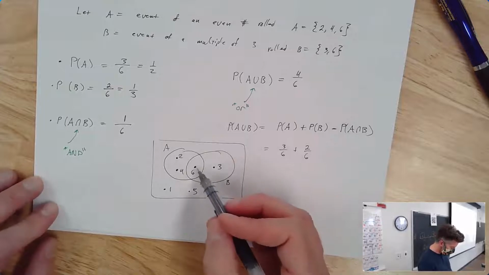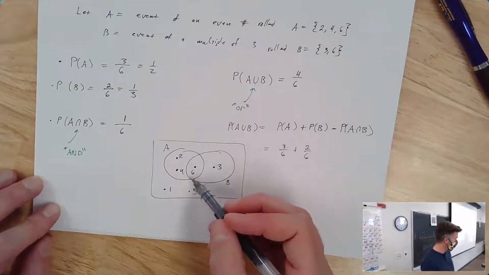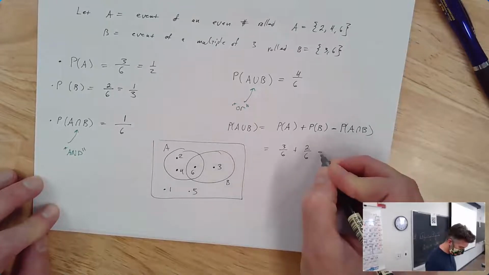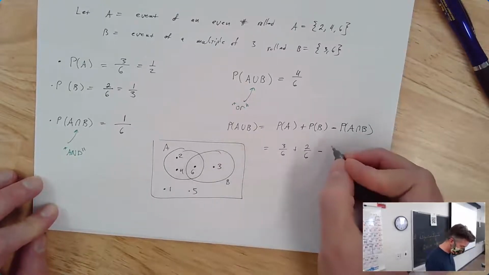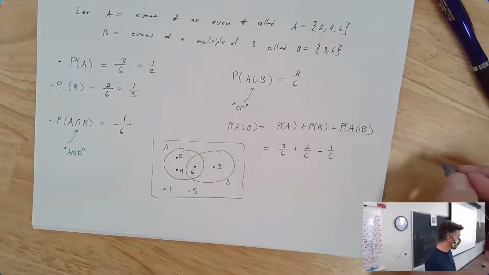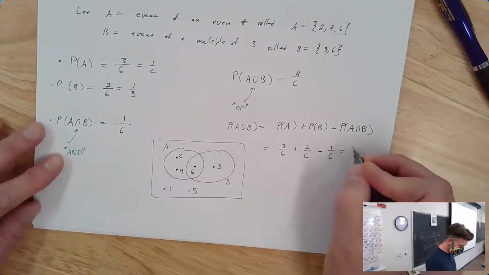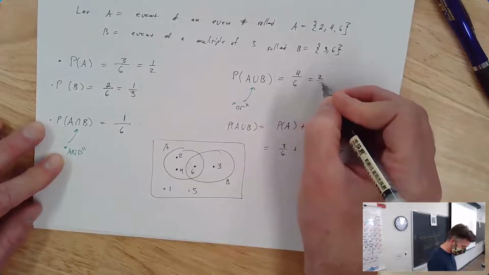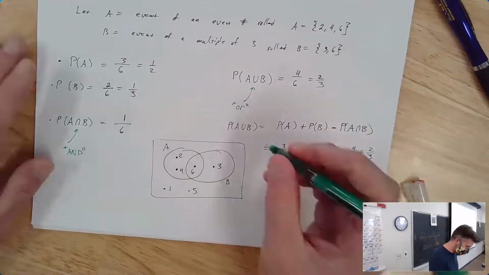But I counted their overlap 2 times, right? I counted it once when I did A and once when I did B. So I have to subtract off the probability of A intersect B, so they only count it once. And that's going to be 4/6, which is 2/3. And this is a formula that comes up every once in a while.